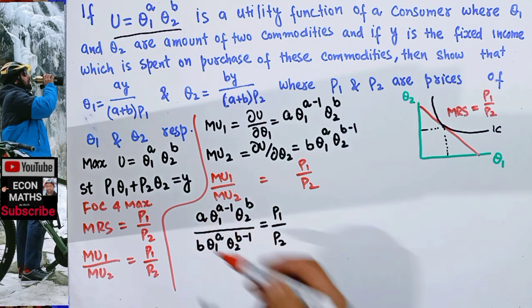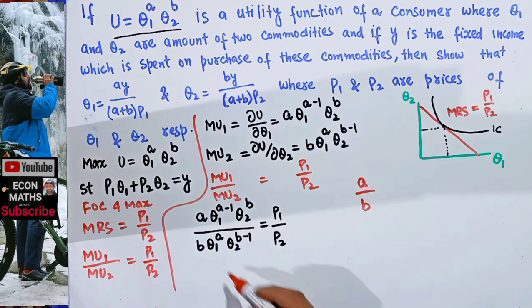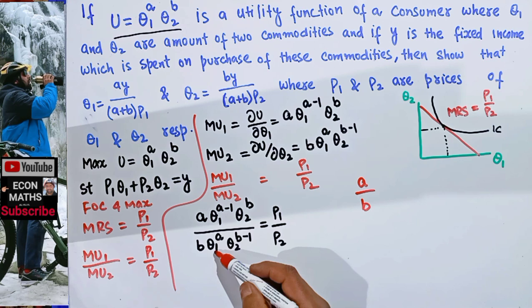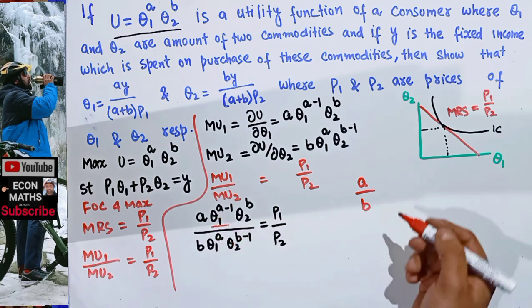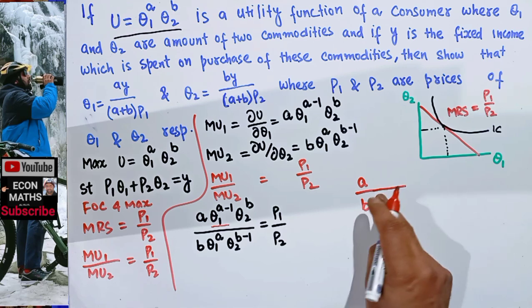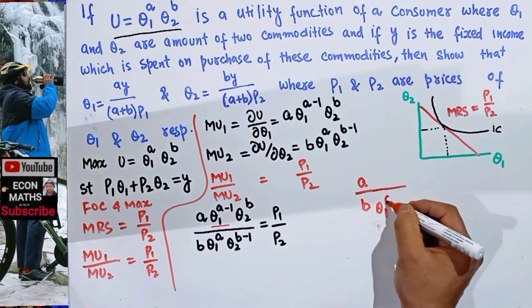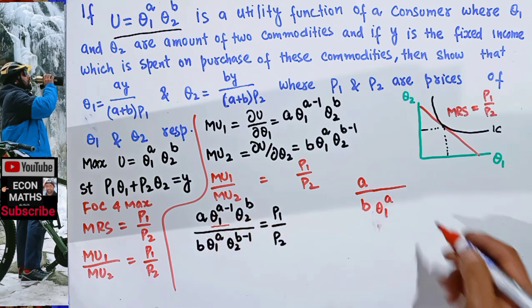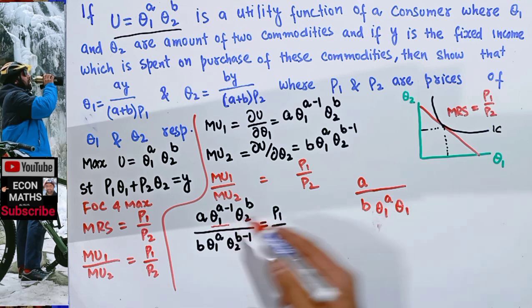Now if we solve this, let us see here, a divided by b will remain the same. If I transpose this term to the denominator, what will happen? So in the denominator we have q1 raised to the power a. If I transpose this term, it will get multiplied with this q1, but the exponent sign will change.